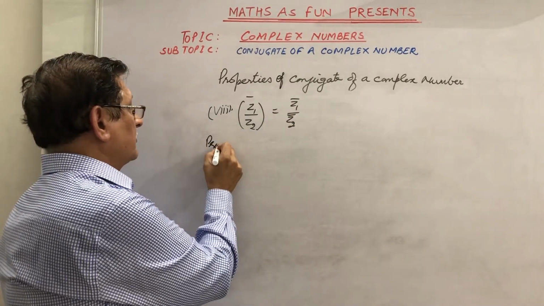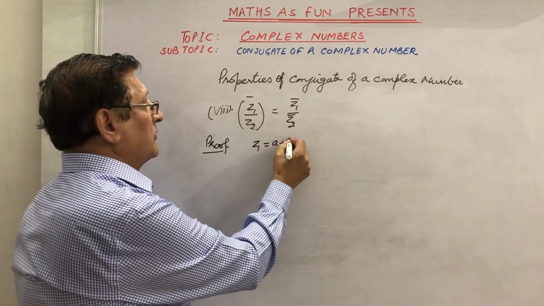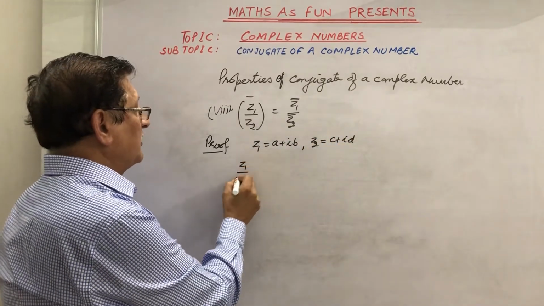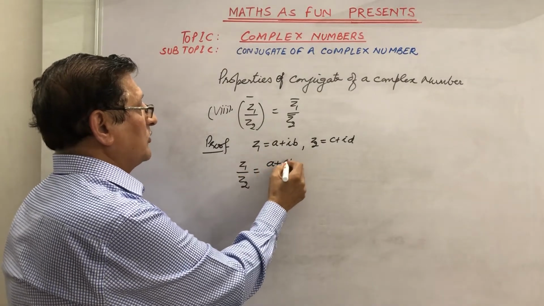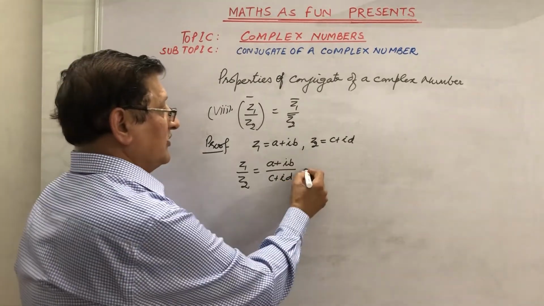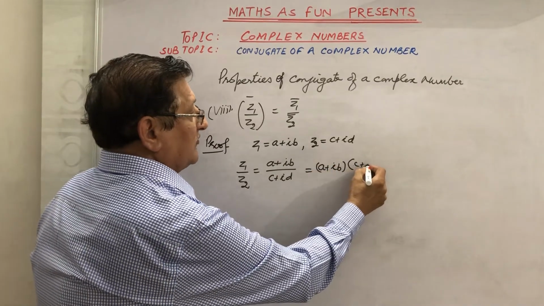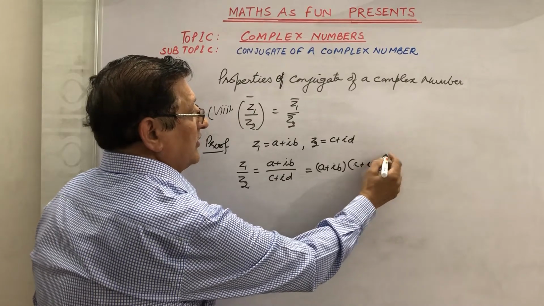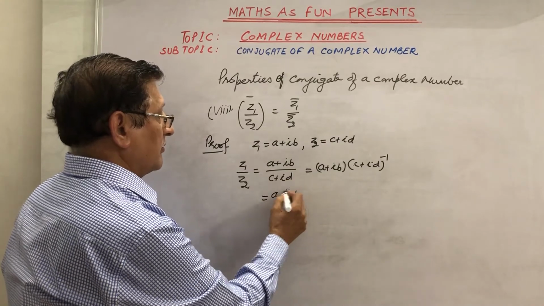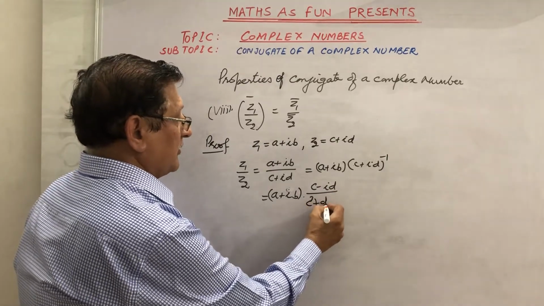For the proof of it, let's take z1 as a plus ib, z2 as c plus id. If we divide z1 upon z2, we know it is (a plus ib) upon (c plus id), and we know that this is equal to (a plus ib) into the inverse of (c plus id). We have already learnt it. This can be written as (a plus ib) into (c minus id) upon (c square plus d square).